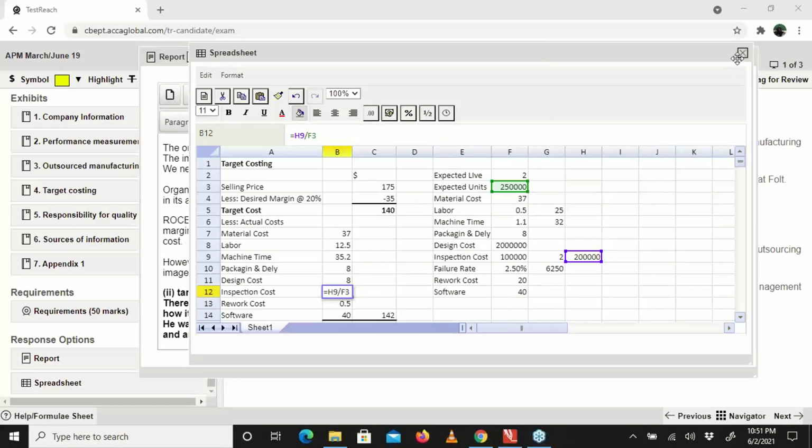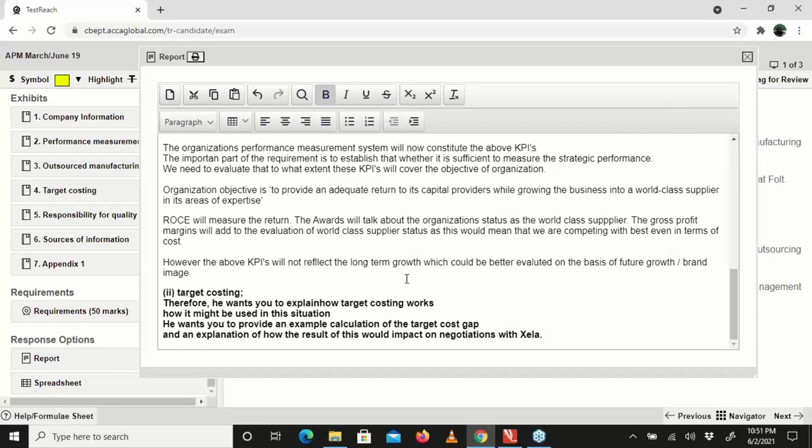Okay, now, so we are done with this target cost area. Now, what next needs to be done? Let's try to understand what needs to be done with respect to it now. He wants you to explain how target costing works, provide an example calculation of target cost gap, and an explanation of how the result of this would impact negotiation with Ziegler.